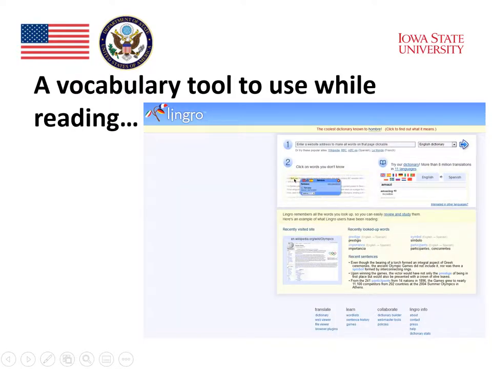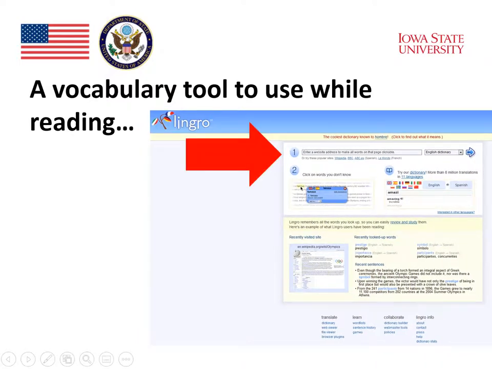Here's an example of one vocabulary tool that students can use while they're reading. It's called Lingro, and it allows students to attach the text they are reading to the Lingro program. And the Lingro program becomes a dictionary for every word in the text. Where the arrow appears is the place where the student can type in a website, and the Lingro program will attach to that text in that website in order to provide definitions for the words. Let's see how it works.